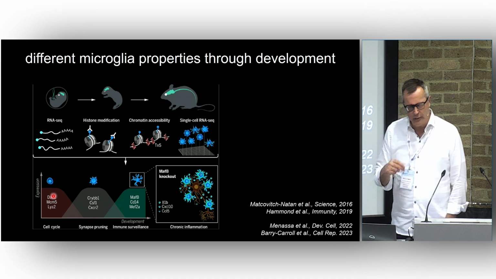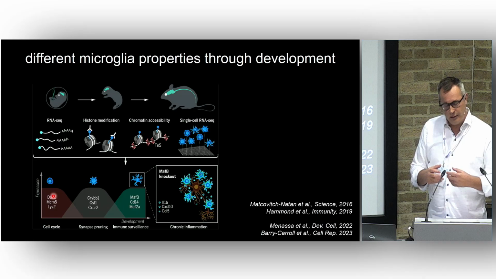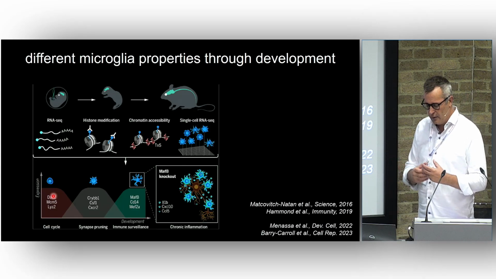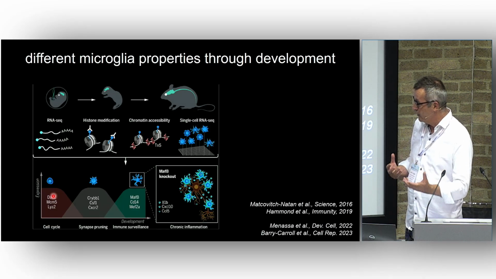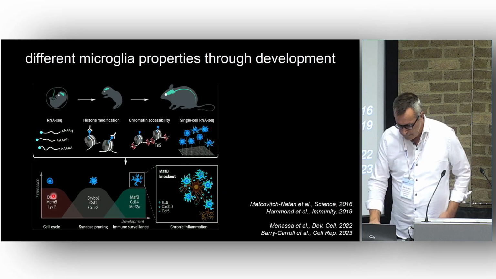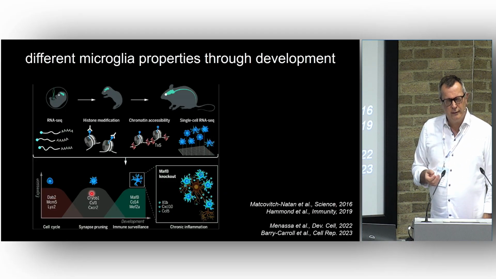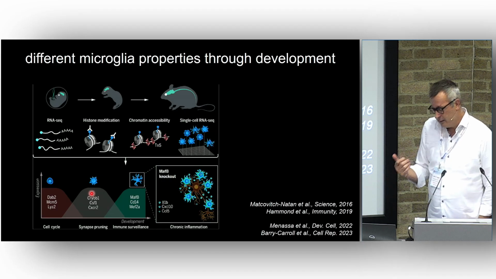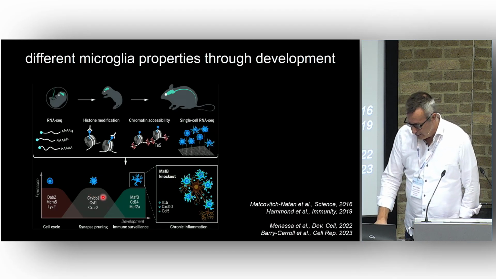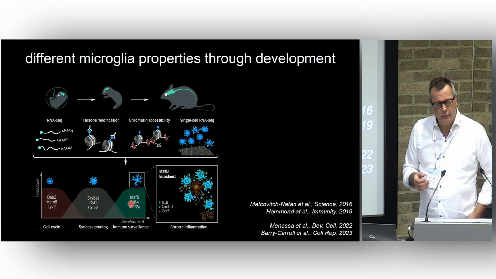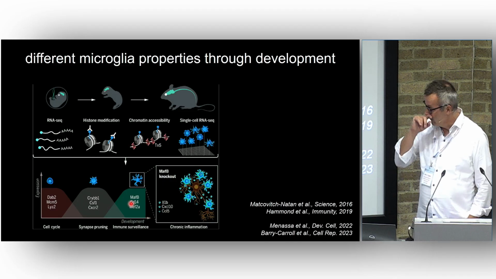Early in development, they're characterized by being mitotically very active, which I think reflects the fact that the mouse is developing, the neural epithelium is expanding, so you need more cells. Then around birth in mice, they express a lot of genes implicated in synapse pruning, so basically network refinement. And then at the end, they adopt a typical microglia surveying phenotype as we know it.